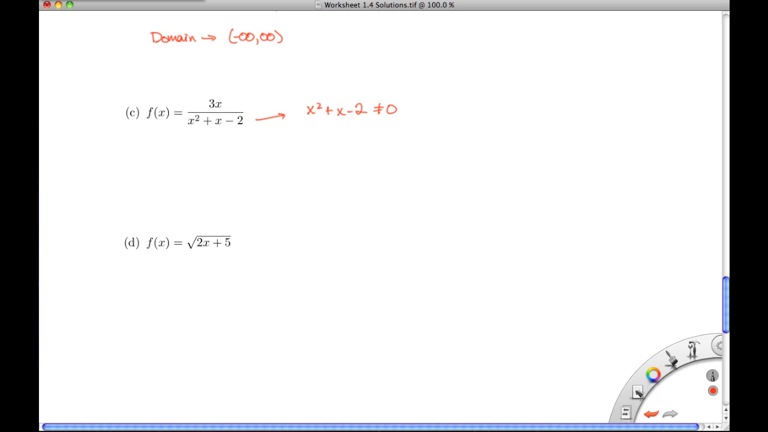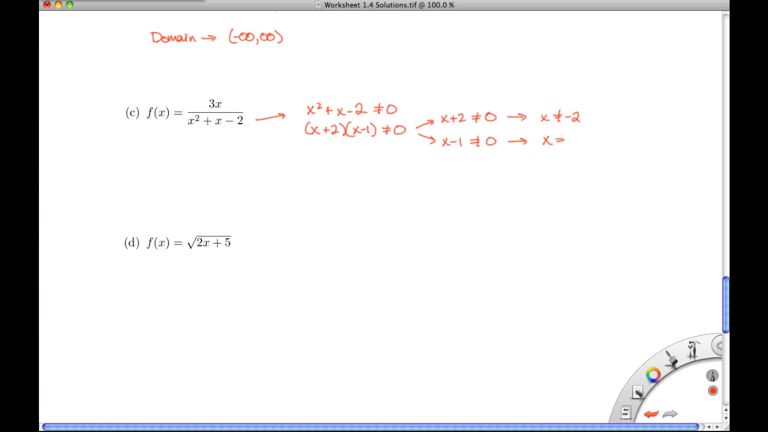This is a quadratic. Go ahead and solve this for x. You could use the quadratic formula, or you could see if it factors. In this case, this factors pretty nicely. So we could say that x plus 2 times x minus 1 can't be equal to 0. And if we break this up, we know that x plus 2 can't be equal to 0, x minus 1 can't be equal to 0, because if it was, then we'd have a 0 in the denominator. And then we just solve each of these. So x can't be negative 2, and x can't be positive 1.